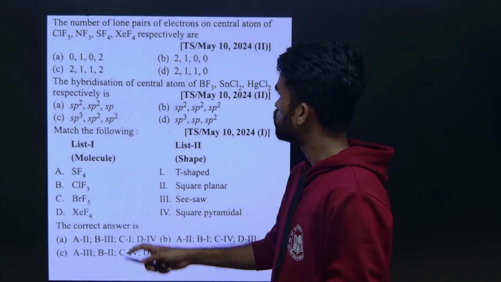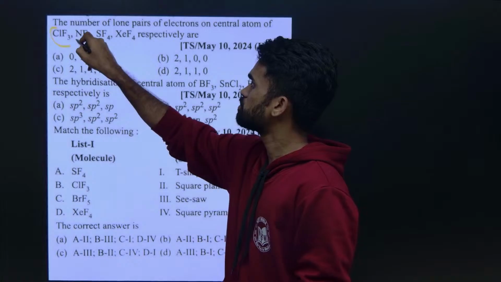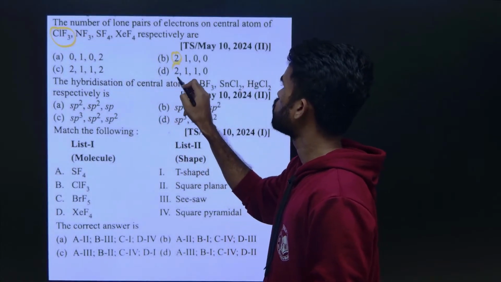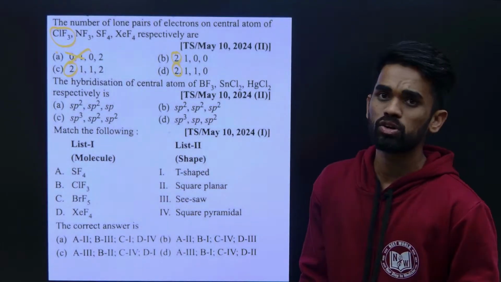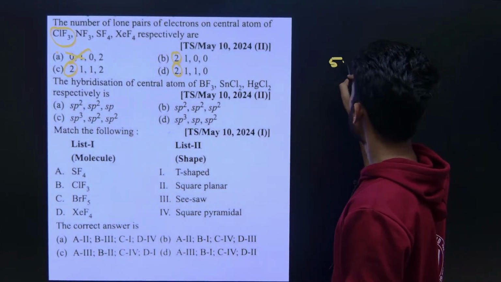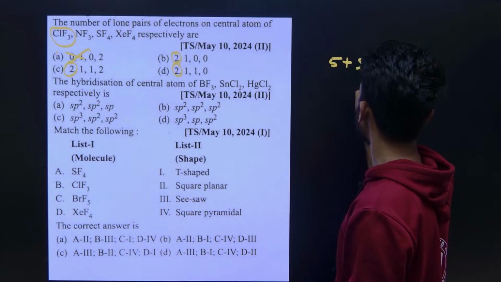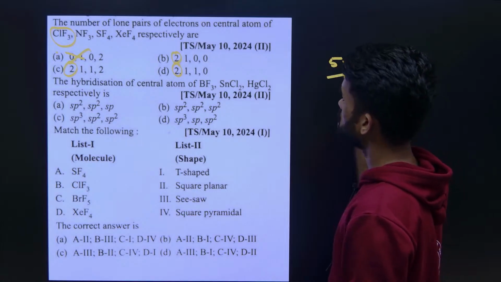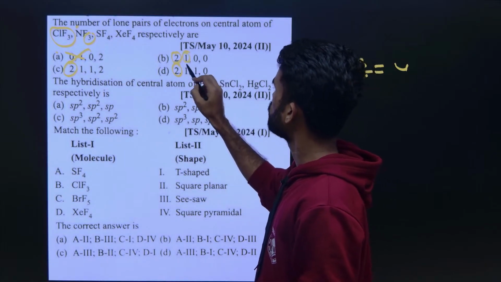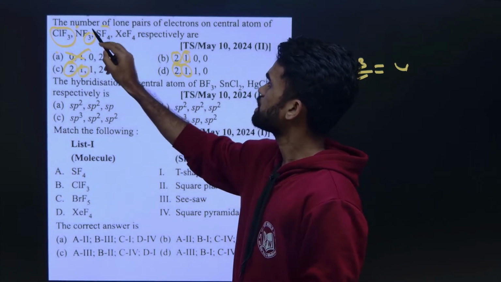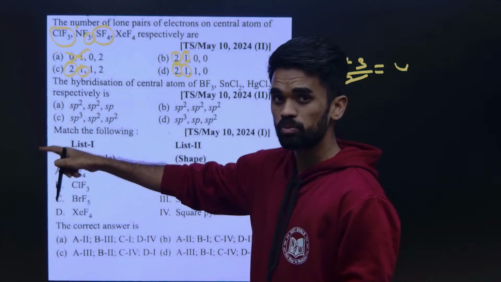So 2 lone pairs here in this molecule. Okay, first option you can remove. NF3 having how many lone pairs? Nitrogen 5, monovalent atoms, fluorines are 3 by 2. 8 by 2, 4 means again 1 lone pair and 3 bond pairs now. So 1. Next, XeF4 we did just now before this.